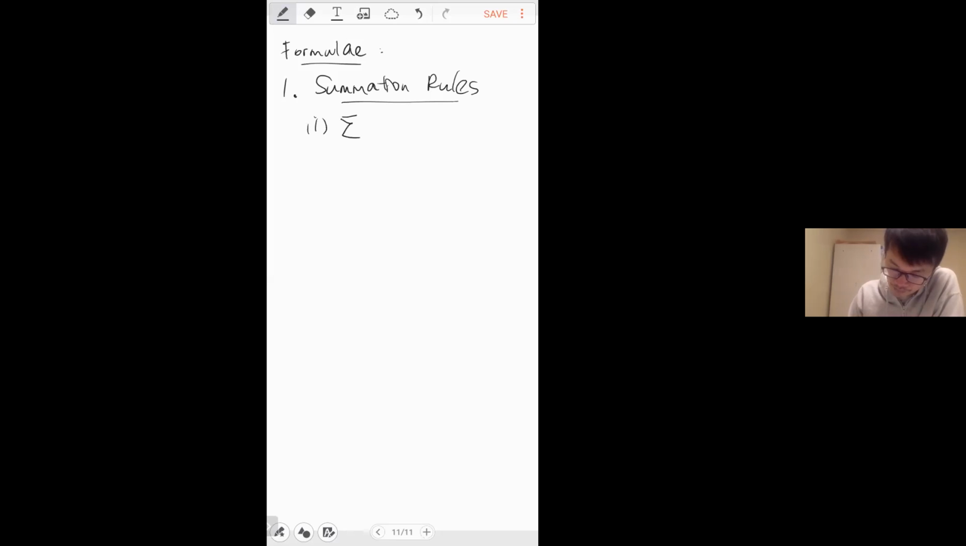We have 5 more formulas. This first one is more like summation rules. It tells you what you can do with the summation and what you cannot do. So if I want to sum up the numbers qi plus pi or minus pi, because I'm doing the summation, I can always split them up like this.